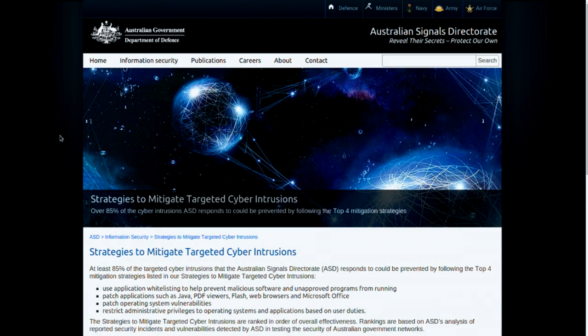So they've released their strategies to mitigate targeted cyber intrusions. Basically, it's a list of 35 methods that you could apply to your network to help prevent, mitigate, and detect cyber attacks. And they've ranked them based on how effective they are, how hard they are to implement, how much it'll cost, how much the users will hate you for doing it, and all the key metrics that it takes.